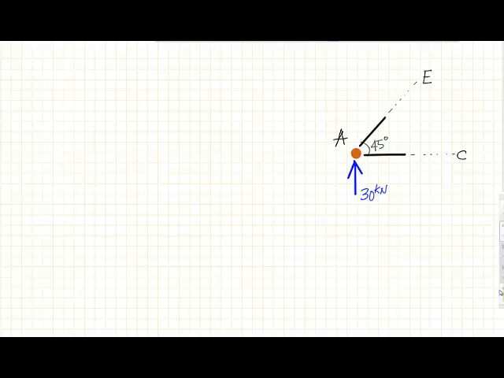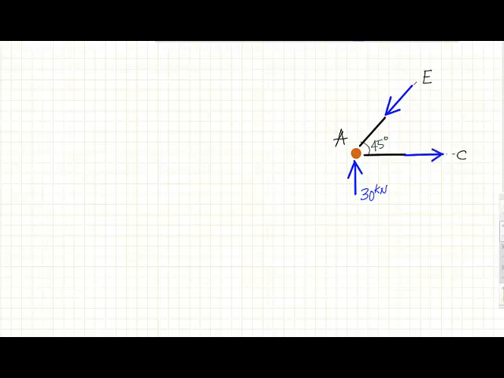Now we need to calculate the forces at joint A. So step number one is we need to assume a direction for the forces AE and AC. We'll assume AE to be towards the joint, meaning compression. And for AC, we'll assume the direction is away from the joint, which is tension.